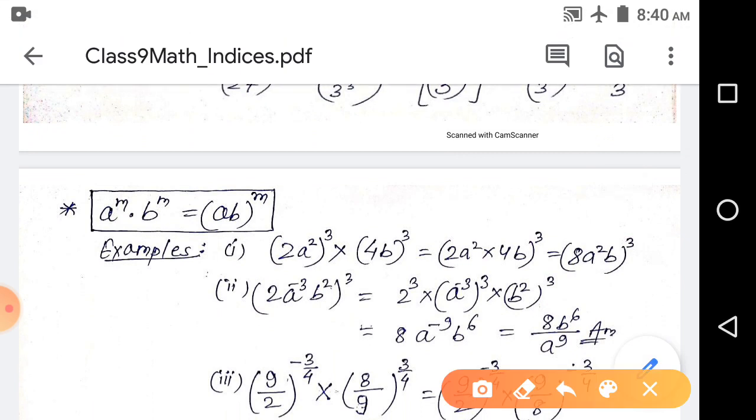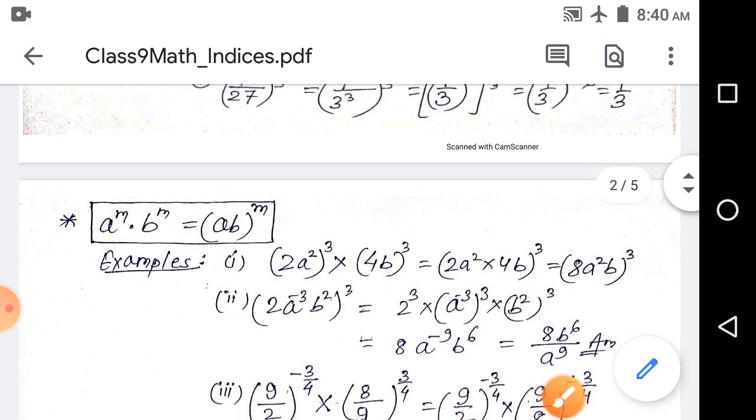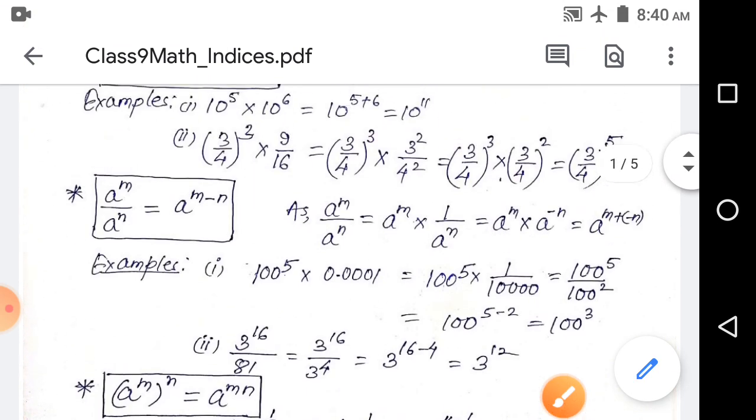It is two different bases a and b with the same power m. When those are multiplied, then what we do: a to the power m into b to the power m equals a into b whole to the power m. When those are divided, then we will again divide those two terms and take the same power as a whole, as we have discussed earlier here.